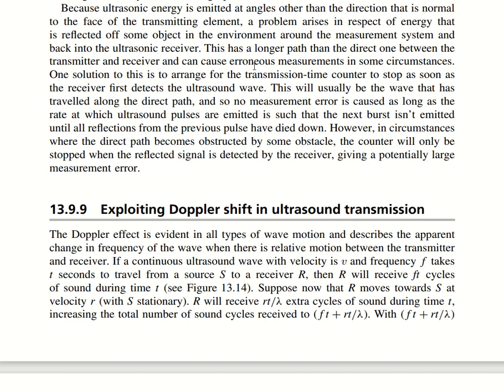So in circumstances where the direct path becomes obstructed by some obstacle, the counter will only be stopped when the reflected signal is detected by the receiver, which gives potentially large measurement error.